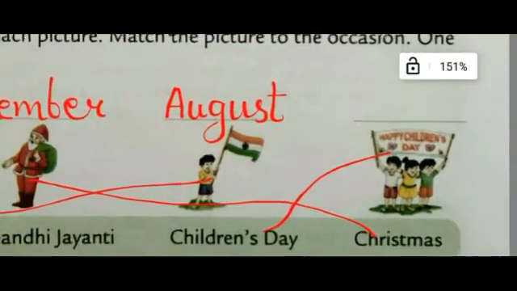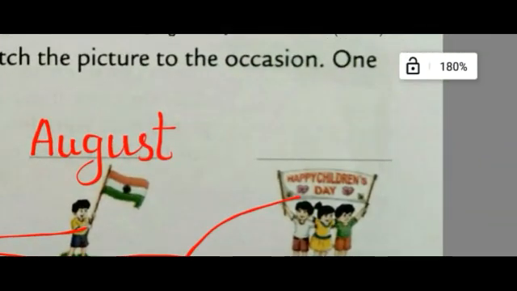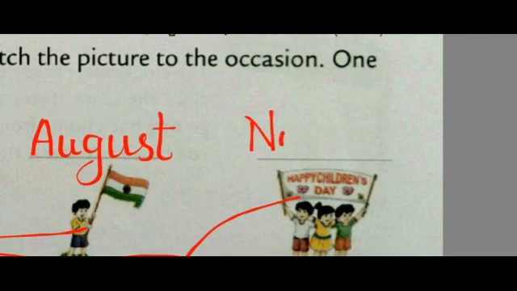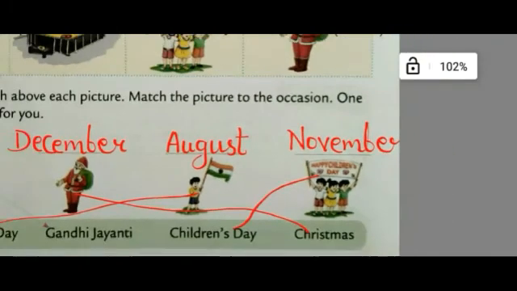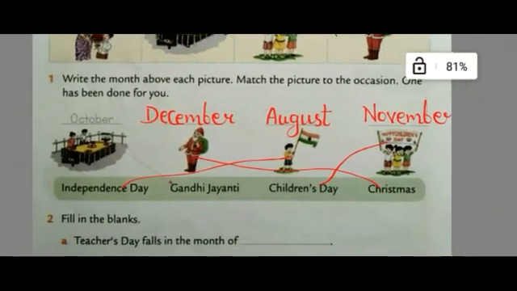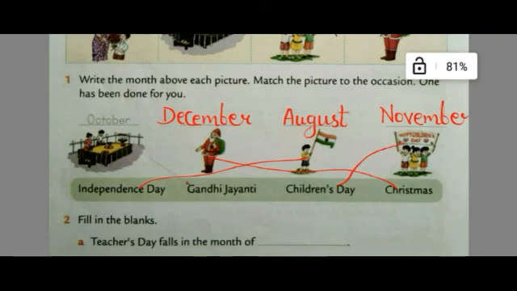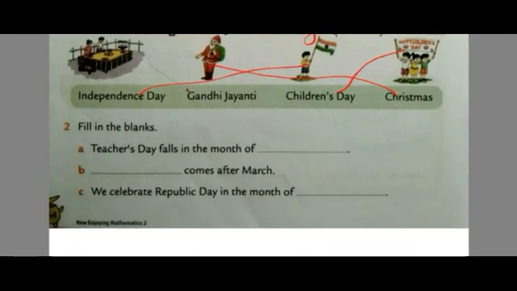And in which month do we celebrate Children's Day? In the month of November. 14th November every year. So we will write here November. N-O-V-E-M-B-E-R, November. Okay, scholars? So this is the way how we match the picture to the given occasion. And we have also written the month in which it is celebrated. Okay, see the next question now.